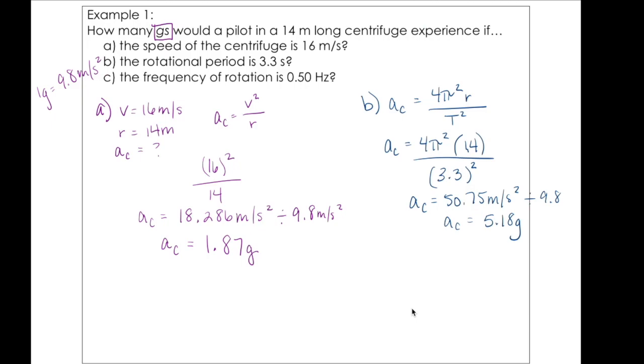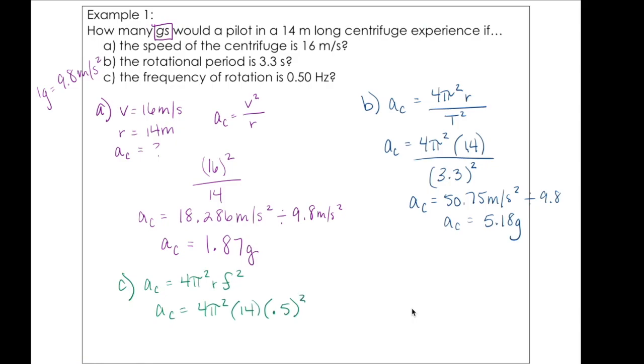Right, and then for the last section, part C, they give us frequency. So we're going to use the last derived equation that we found in the last part. And so AC equals 4 pi squared R F squared. All right, so plugging in our information. Our radius was 14. The frequency they gave us was 0.5 hertz, squared.